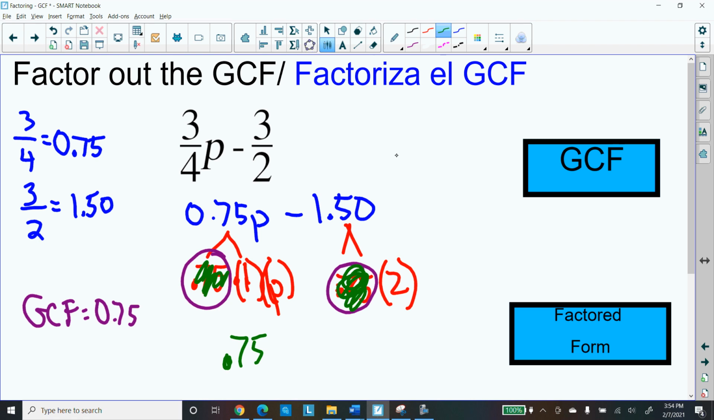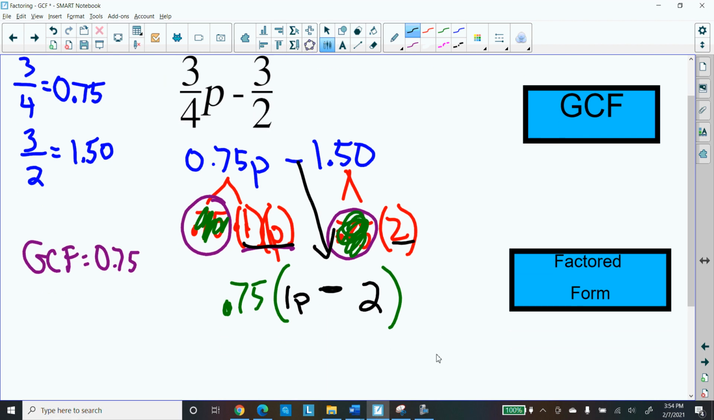And what do I see that I have left? Let's put parentheses around there. So I have one little p left, 1p. Over here I have a 2, and I'm going to bring down the minus sign and put it in the middle. So there's my answer: 0.75 parenthesis 1p minus 2.